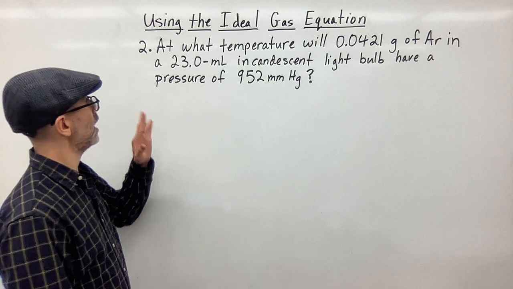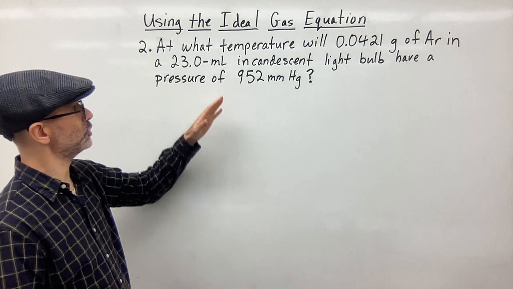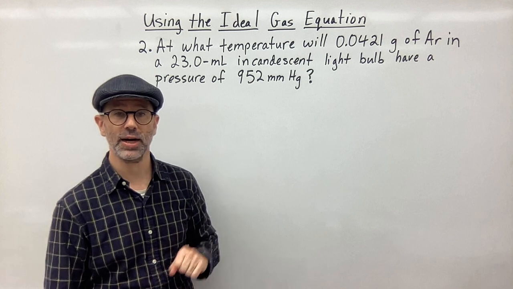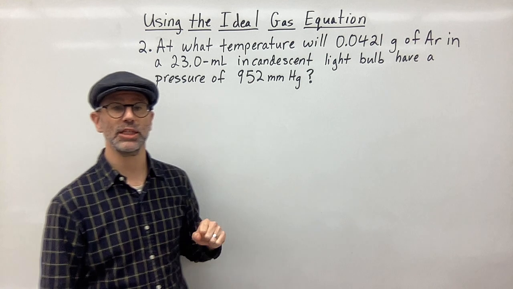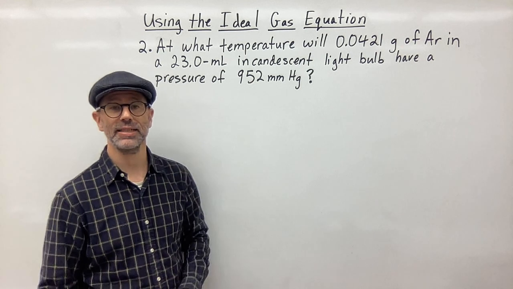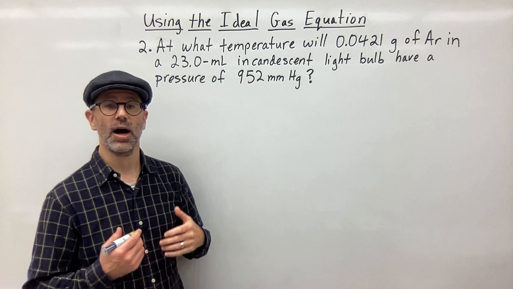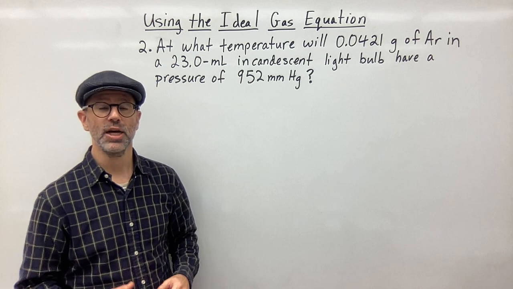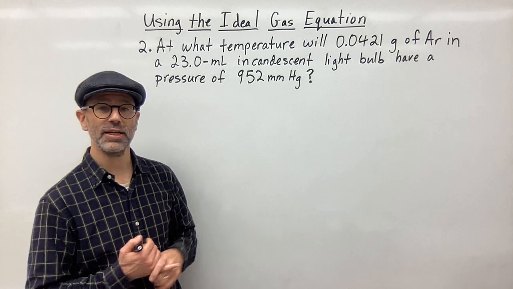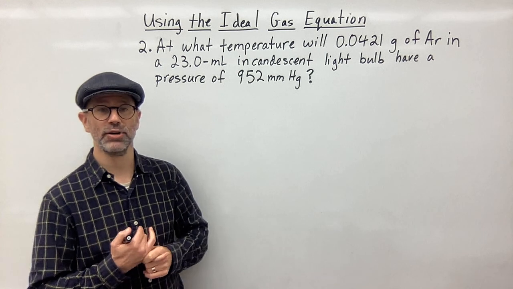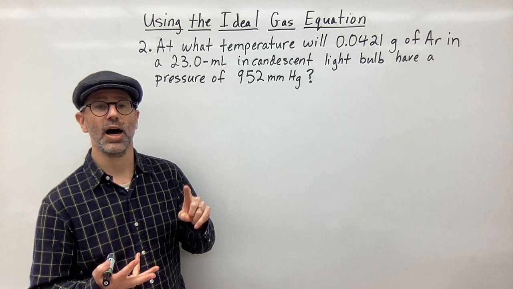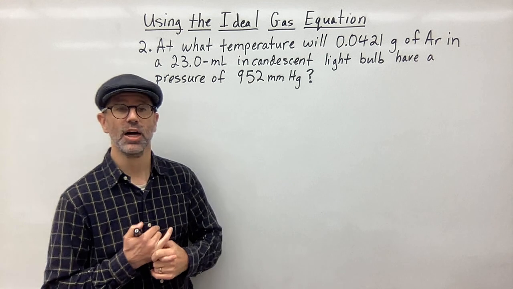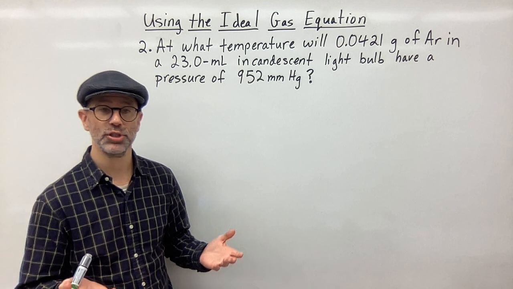Here we have: at what temperature will 0.0421 grams of argon in a 23.0 milliliter incandescent light bulb have a pressure of 952 millimeters of mercury? So here they're giving us the amount of the gas in grams. They're giving us the volume of the gas in the light bulb. They're giving us the pressure of the gas, and they want to know the temperature of that gas.